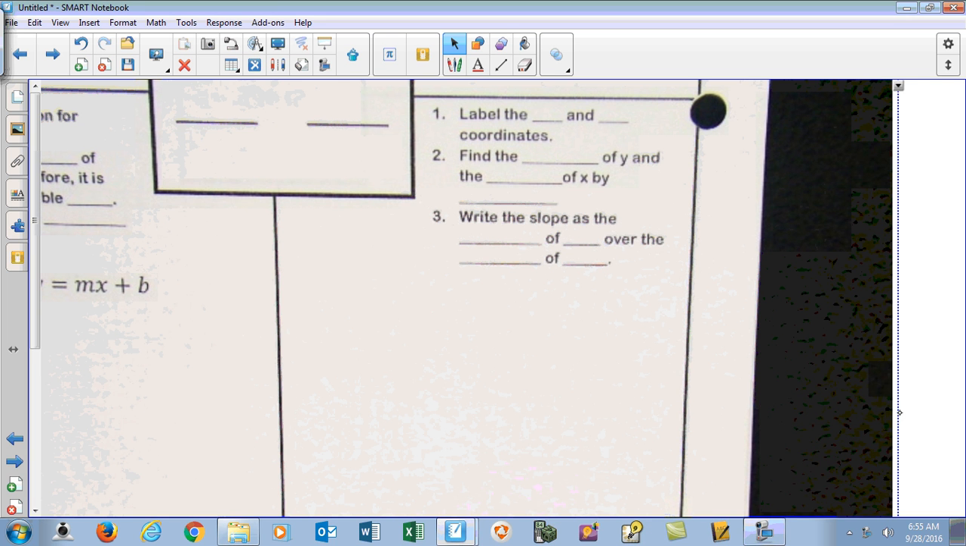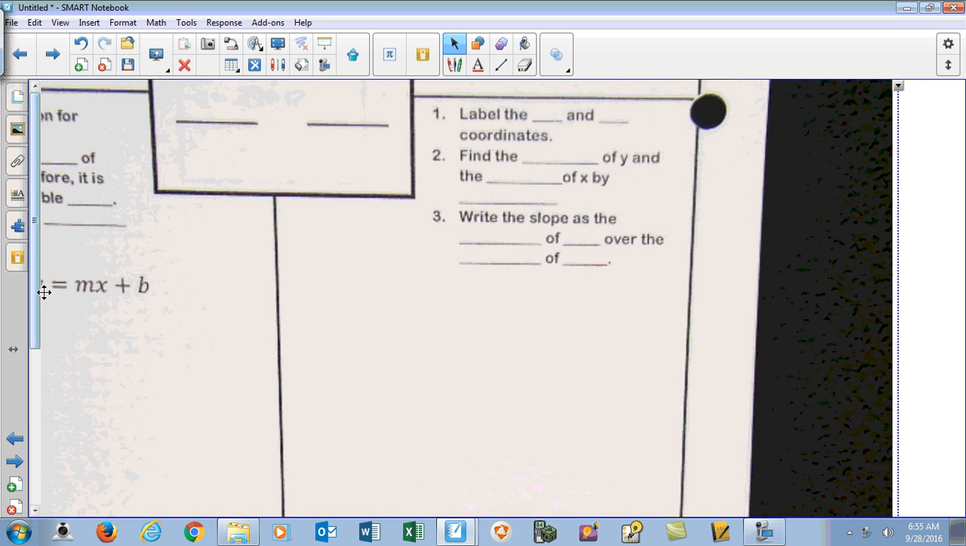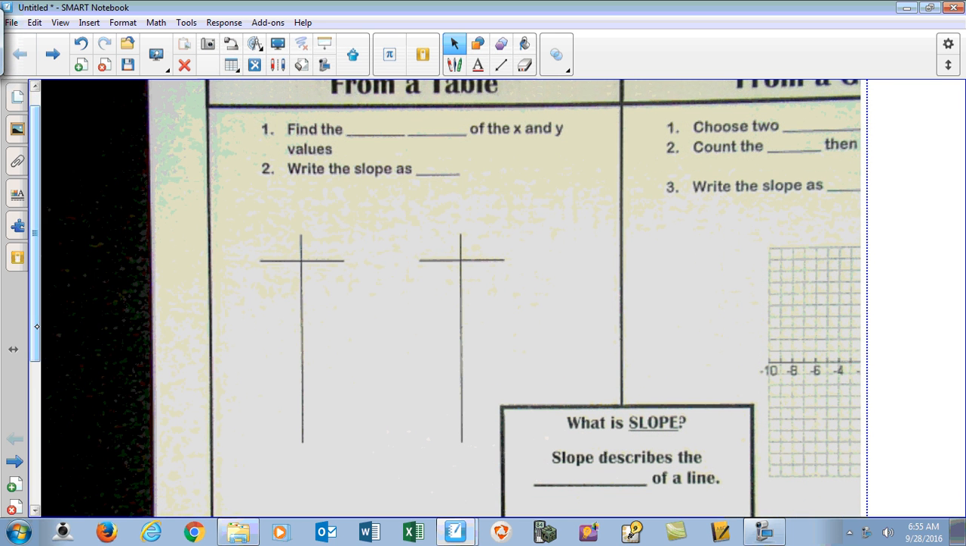All right, everybody. Today we're going to finish up on the two other parts from our notes yesterday. So if you take out your slope reference sheet, today we're going to talk about how to find slope from a table and how to find slope from 2 points. So let's start from a table.